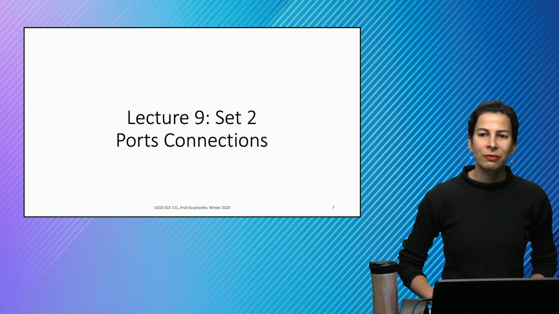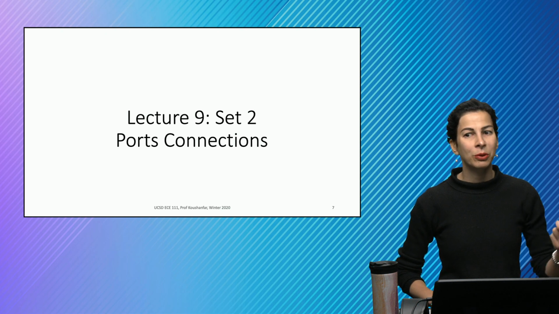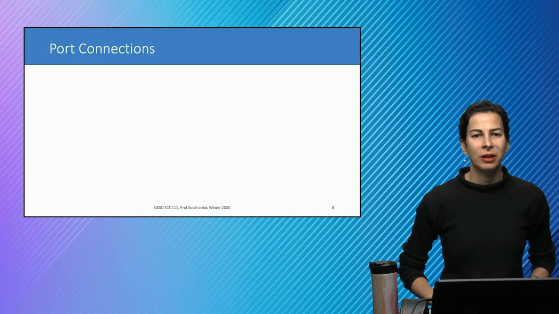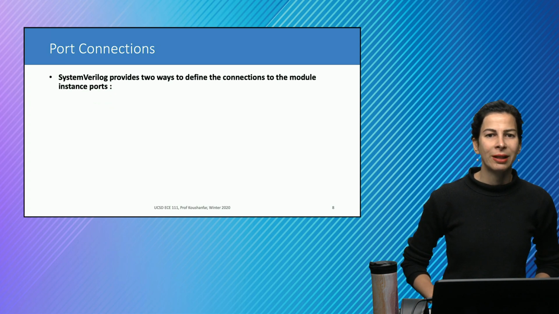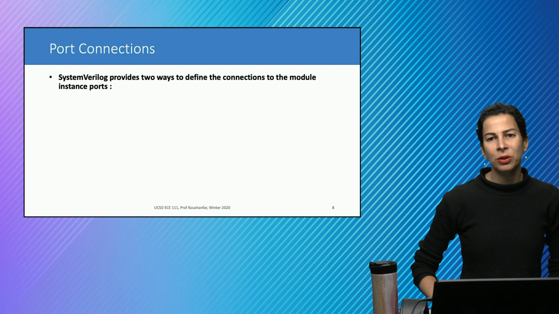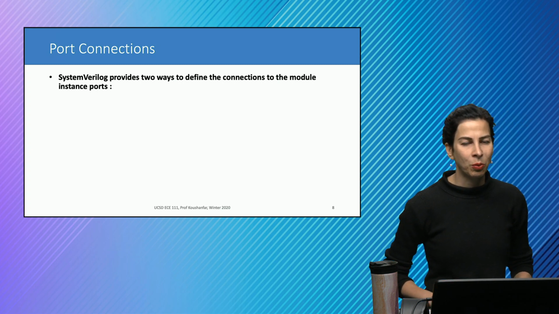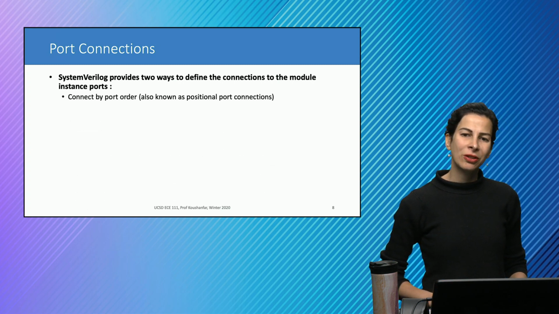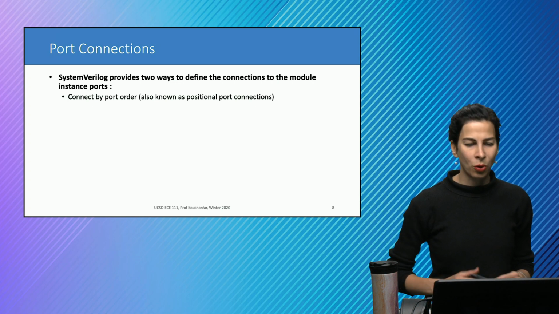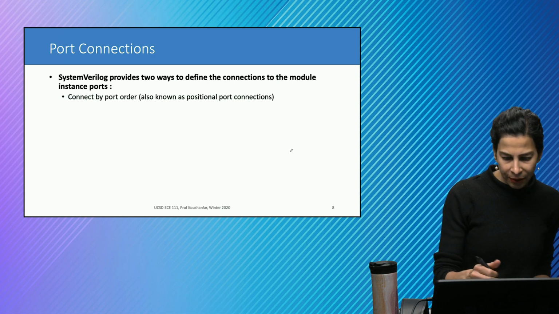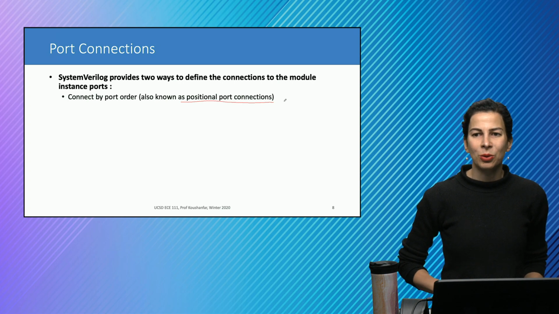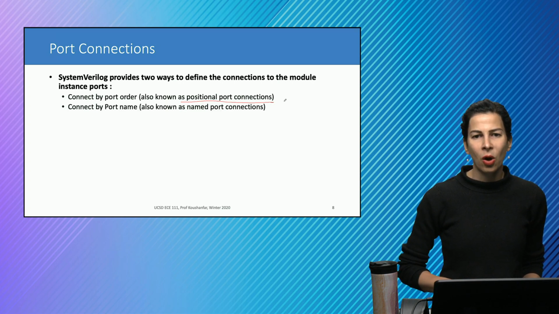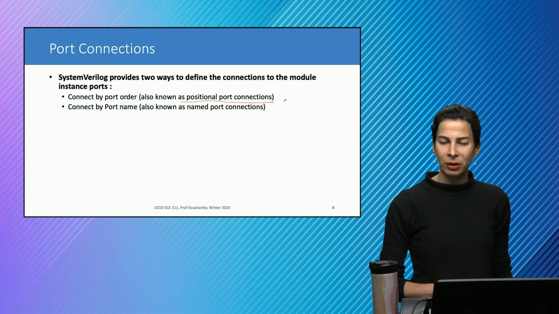So far we've seen how you could declare inputs and outputs to the modules, and then we saw one example of how we could connect ports. There are basically two ways to define connection to the module's instance ports. One is the way we just saw in the previous example. Basically, we connect by the port order. It's also called the positional port connection. The other way is to use a method called port name or named port connection.